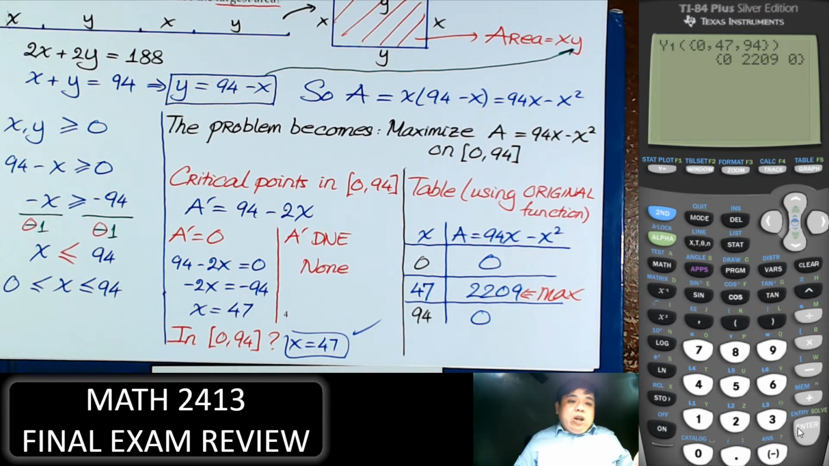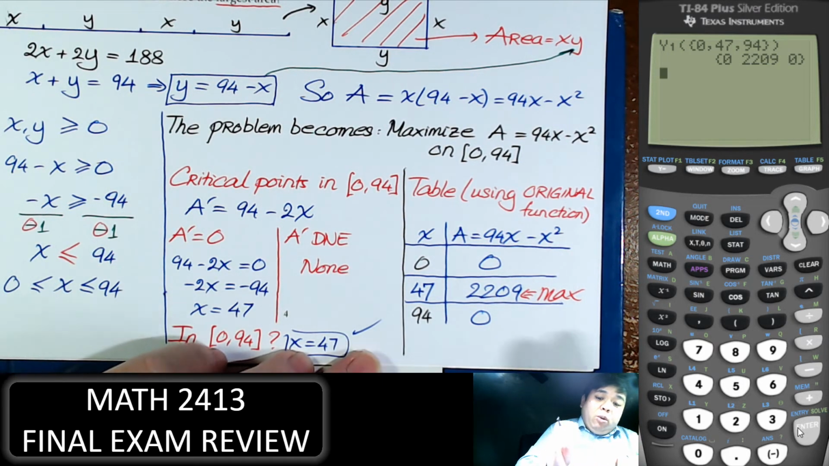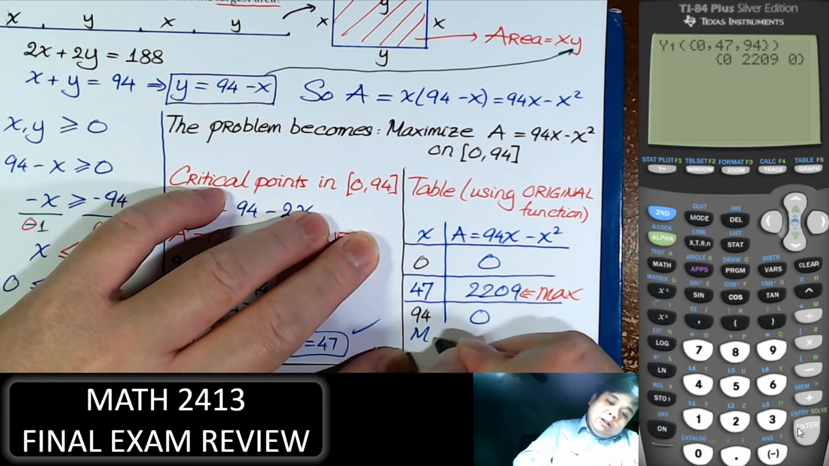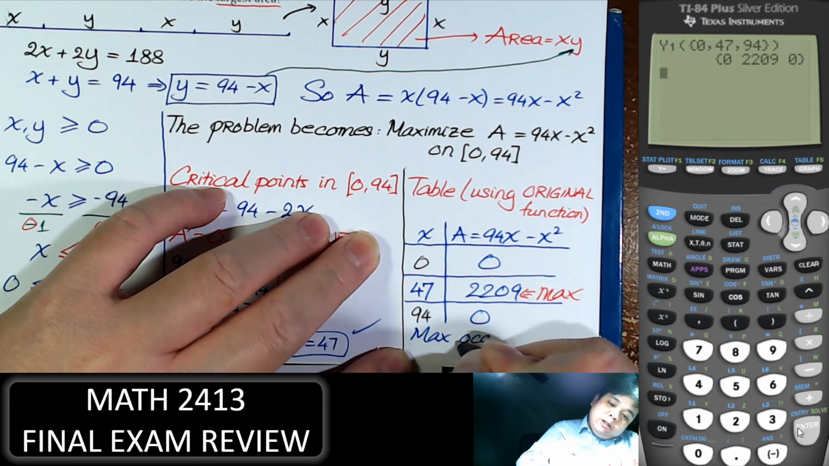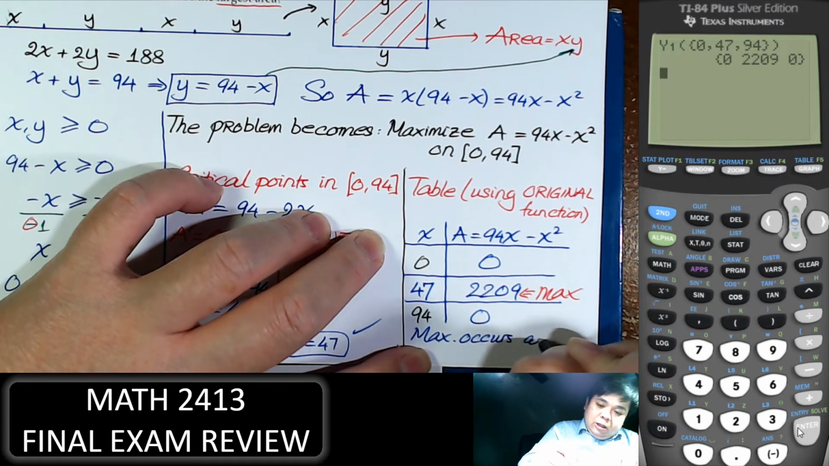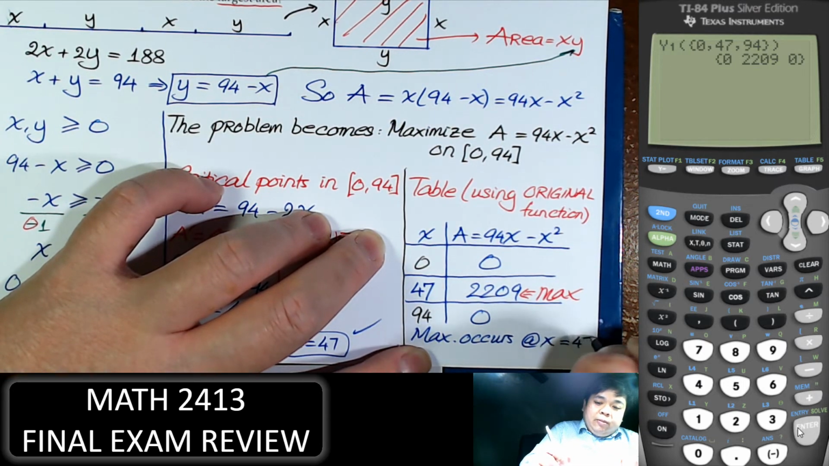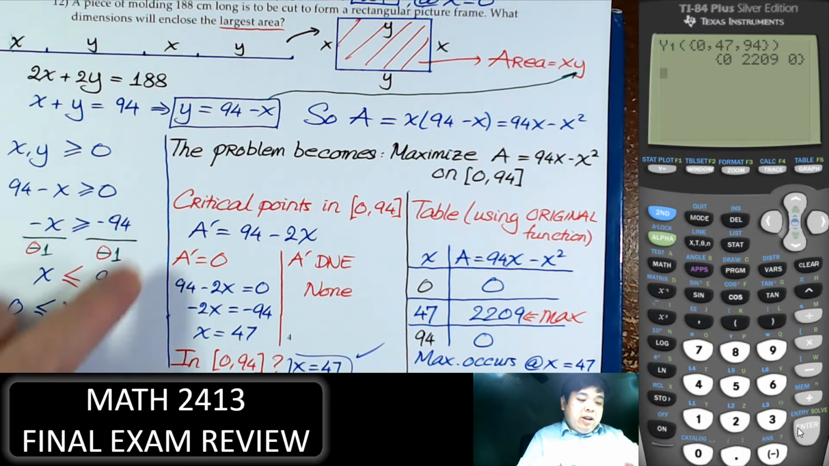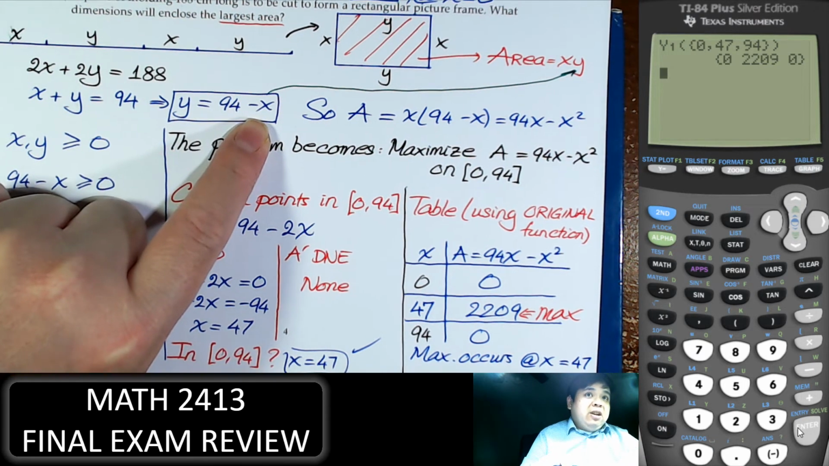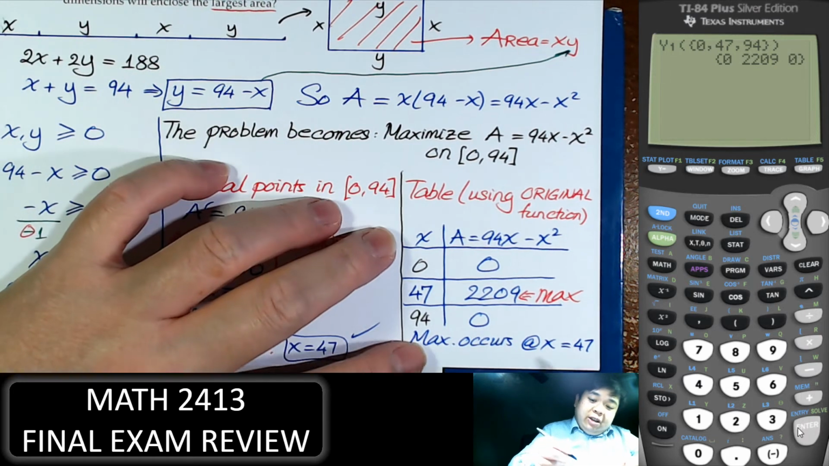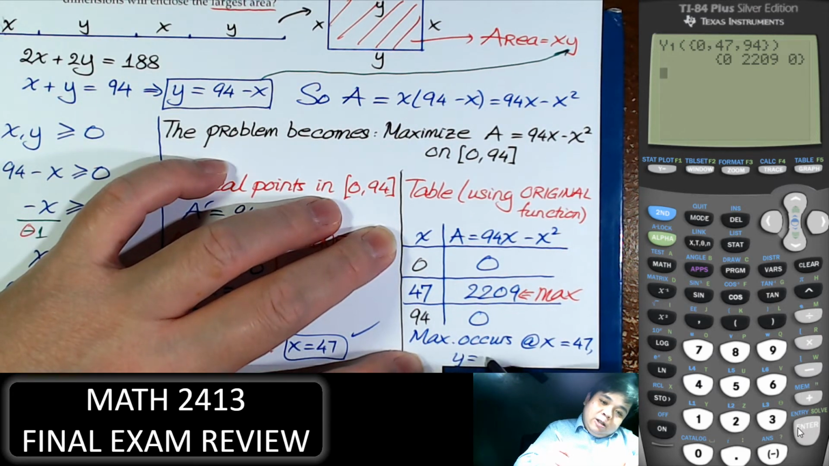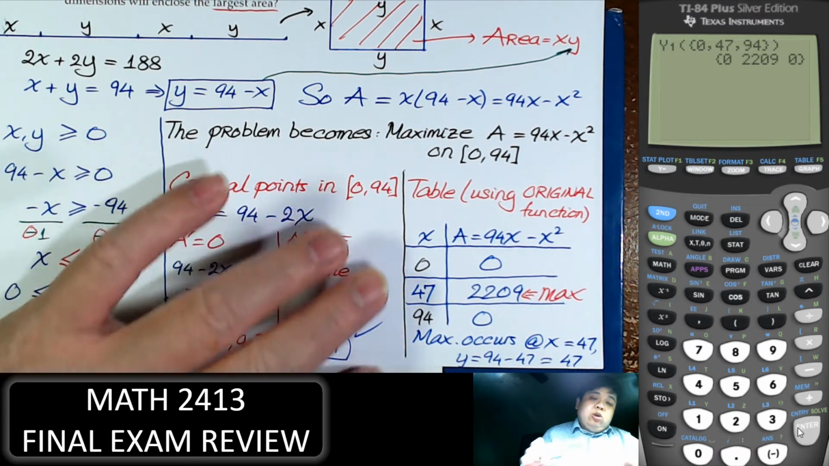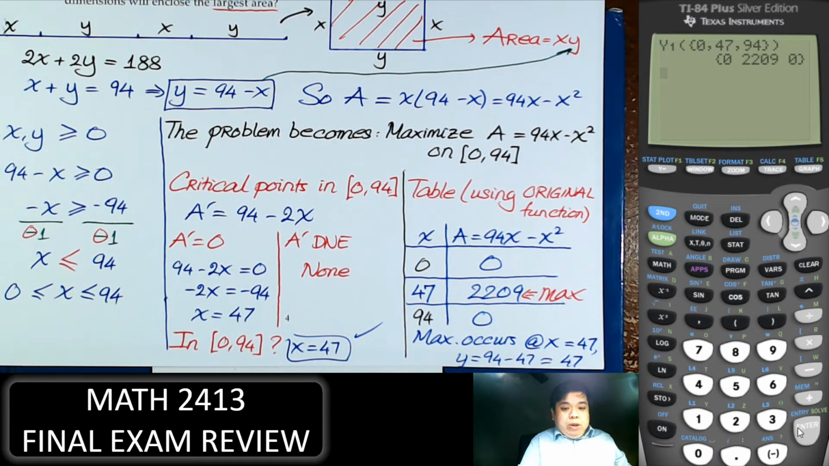So the question is, what dimension will enclose the largest area? So we know the maximum occurs at x equal to 47. If x equals 47, 94 minus 47 is also 47. So the maximum area will be where the dimension is 47 by 47.